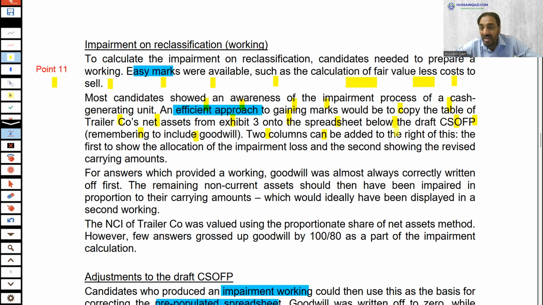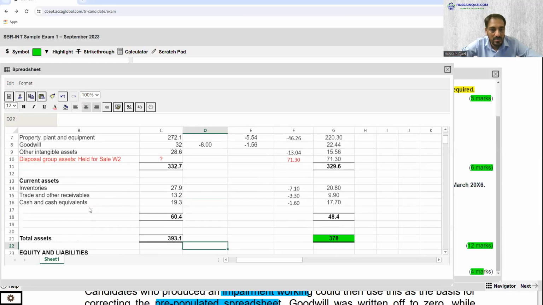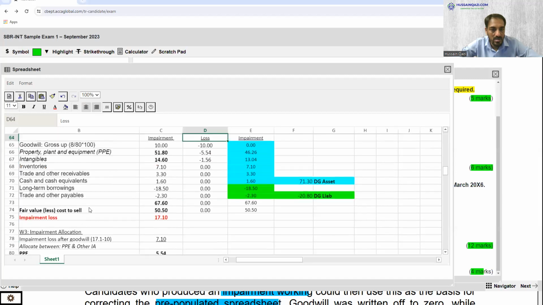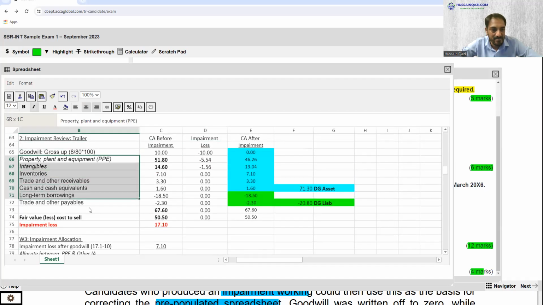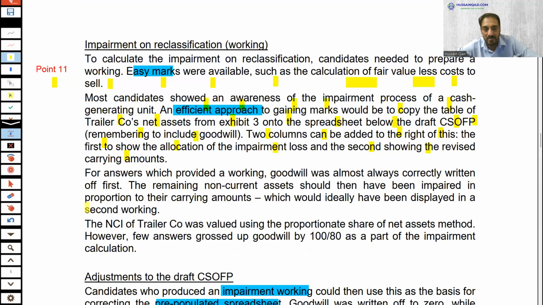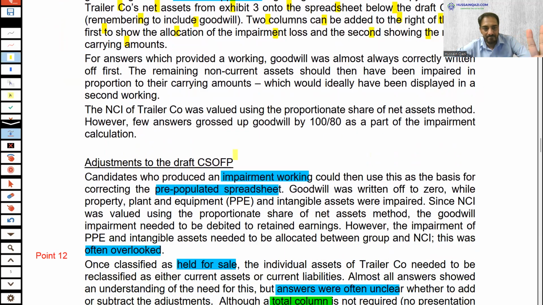After that, 2 columns can be added to the right of this. First, show the allocation of impairment loss. Second, the revised carrying amount. Same working we did. First, we just copy the data, putting the values, first column carrying before impairment, then adding 2 more columns. That is a smart way of doing this working. Save the time. Rest of the 2 paragraphs, same whatever we have done.